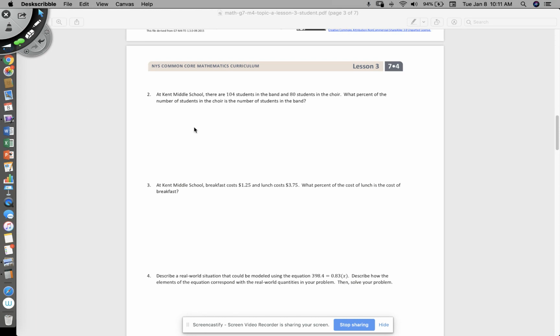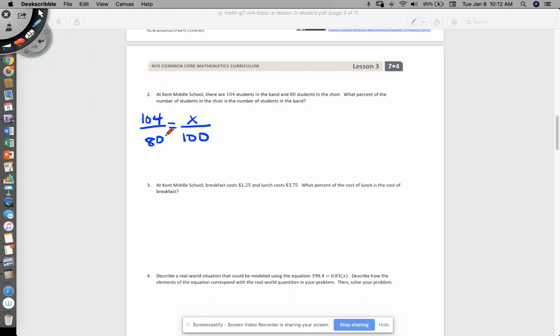At Kent Middle School, there are 104 students in the band and 80 students in the choir. What percent of students are in the choir is the number of students in the band? All right. So we're going to set this up as a proportion again with our line equals line over 100 setup. Now I want to know how many students are in the band to how many students are in the choir. So we're going to set it up 104 over 80. Now if they just flip those around, then you would flip these around. And we're solving for percent again.